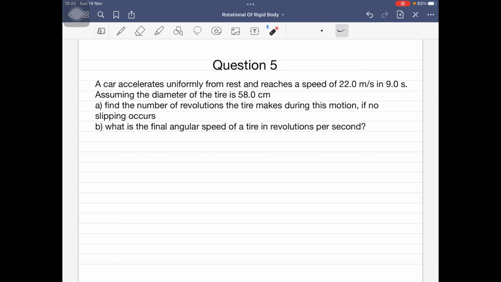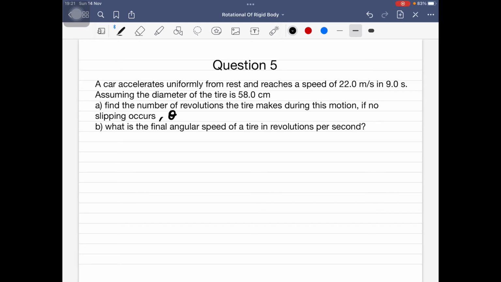Next will be question number 5, and this will be the final question for today. A car accelerates uniformly from rest and reaches a speed of 22 meter per second in 9 seconds. Assuming the diameter of the tire is 58 centimeter. Question A, find the number of revolution the tire makes during this motion if no slipping occurs, and what is the final angular speed of the tire in revolution per second. Okay, so question A, how many revolutions? Clearly the question asks what is theta and what is the final angular speed.